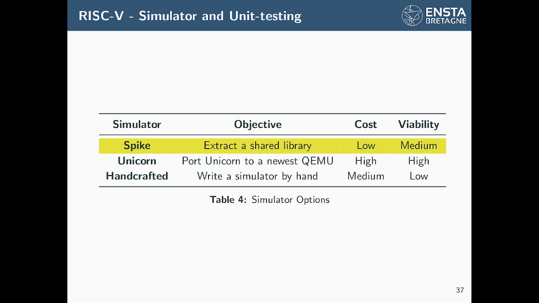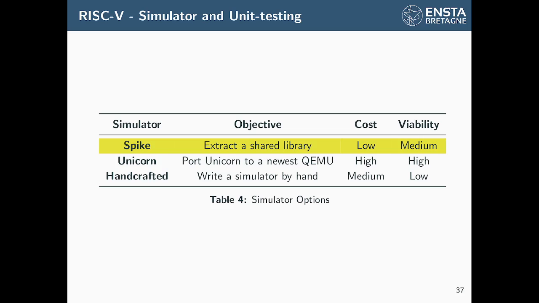So for the first one, the issue with Unicorn that was used for the other architectures is that it uses an old version of QEMU that doesn't have RISC-V in it. So we had to look for a simulator to perform the first step of the test harness. There were 3 ways of defining which simulator to use.